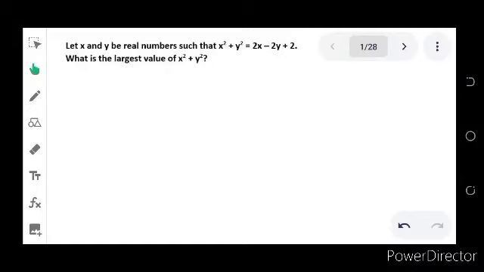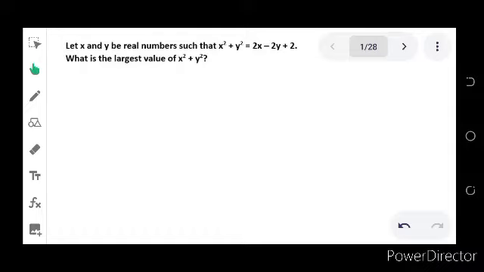Good day, everyone. Let's try to solve another algebra problem. And the problem goes: let x and y be real numbers such that x squared plus y squared equals 2x minus 2y plus 2. What is the largest value of x squared plus y squared?